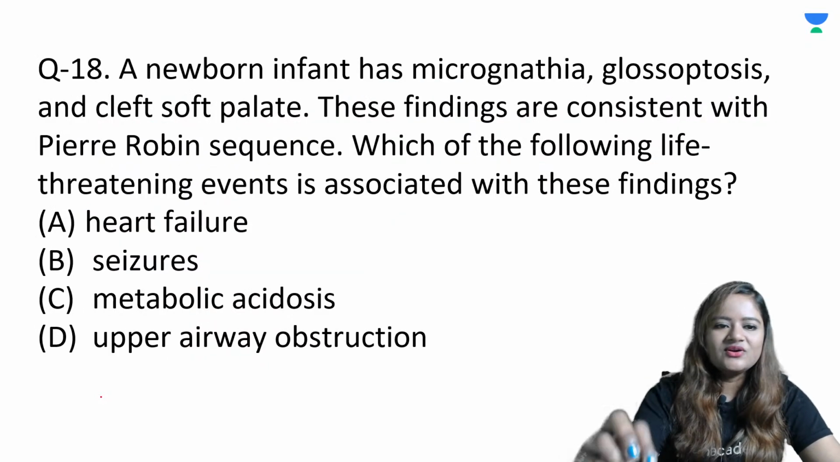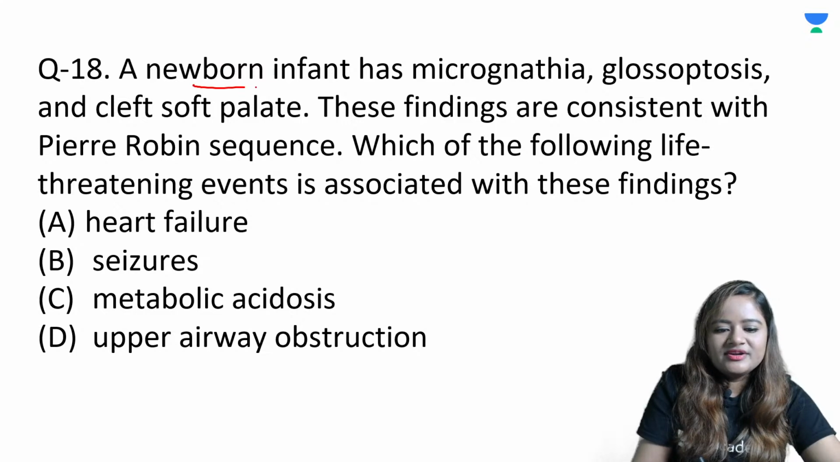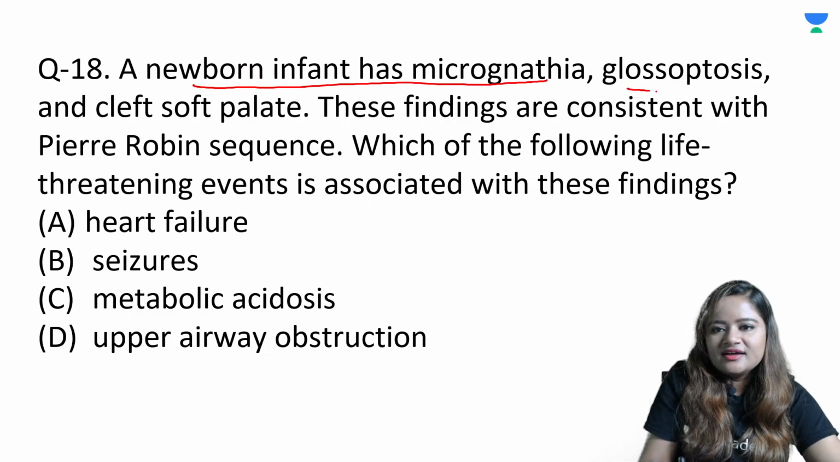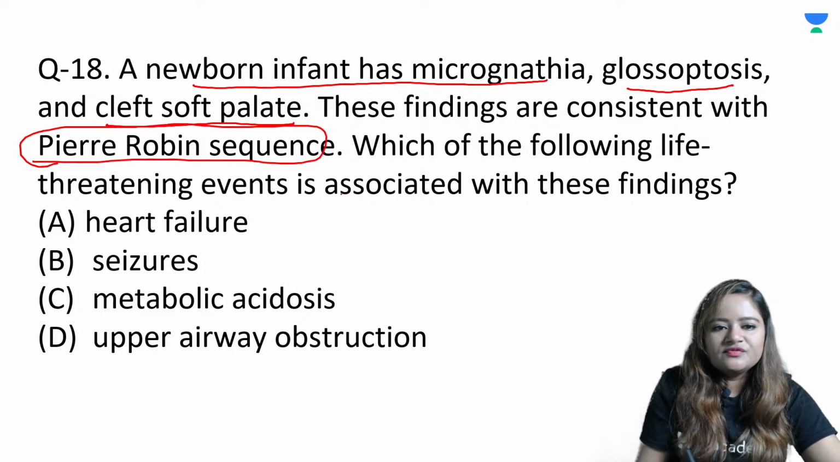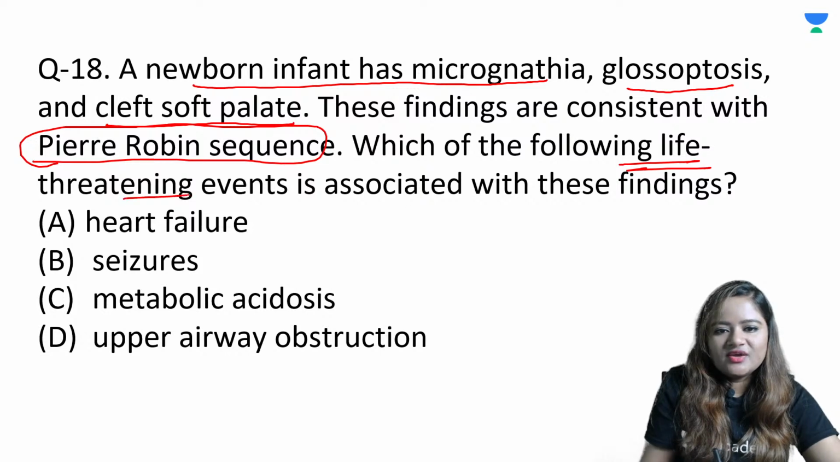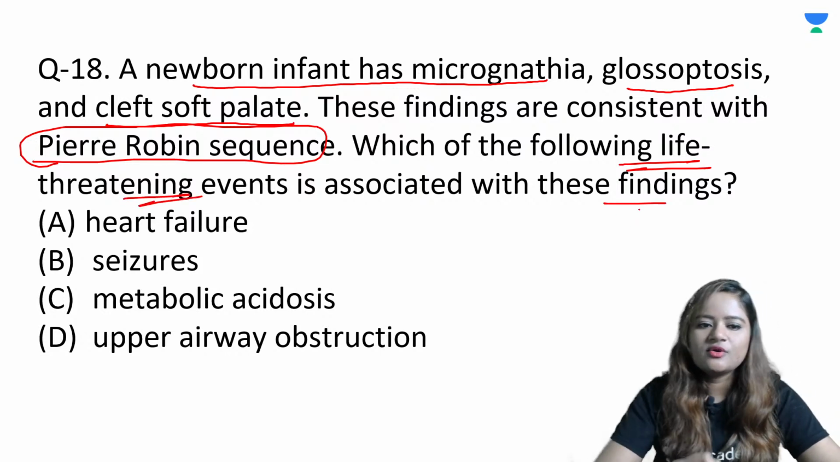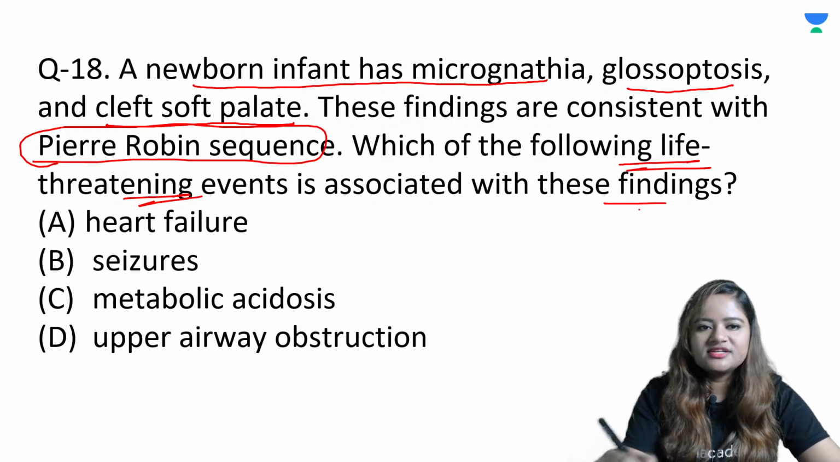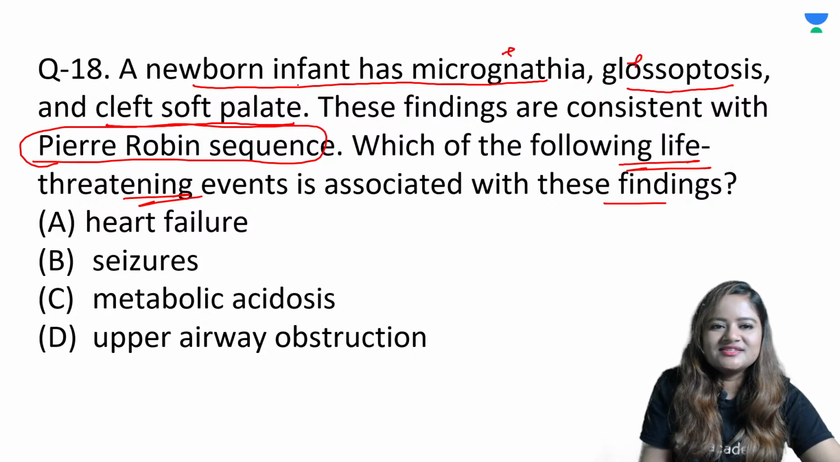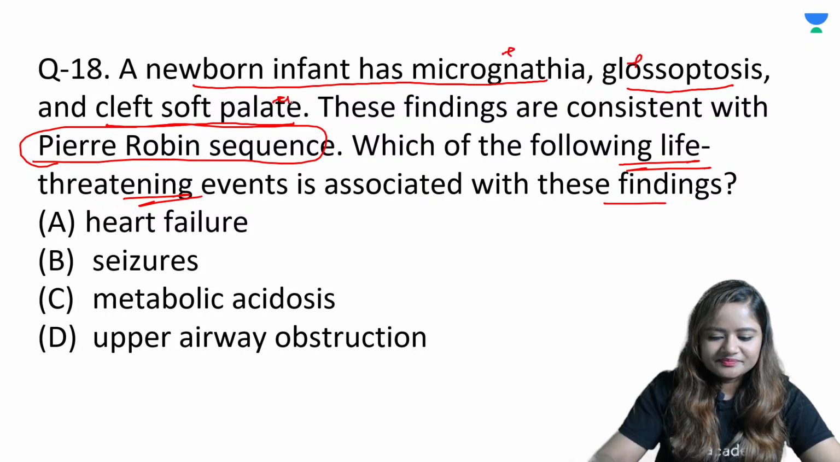Okay. All right, question number 18. A newborn infant has got micrognathia, glossoptosis, and cleft palate of the soft palate. These findings are consistent with Pierre Robin sequence, as we all know. Which of the following is the life-threatening event that is associated with Pierre Robin sequence? One thing that can occur in Pierre Robin sequence patients, which could be life-threatening, because it has already been mentioned what is present, so it's very simple to answer this question.